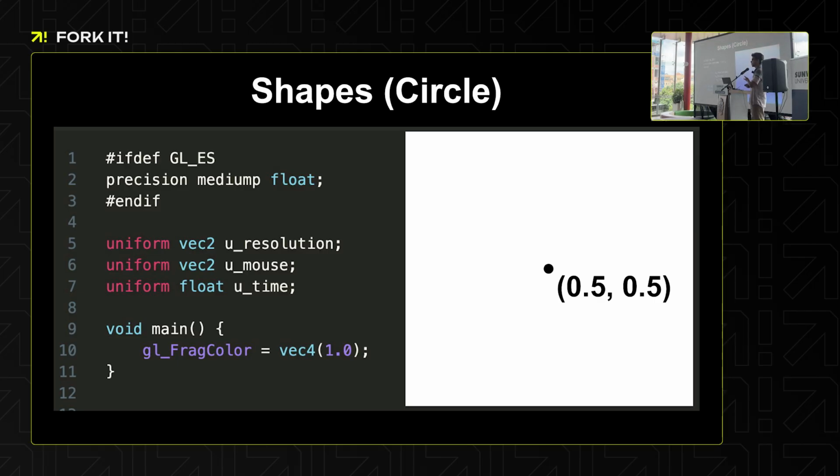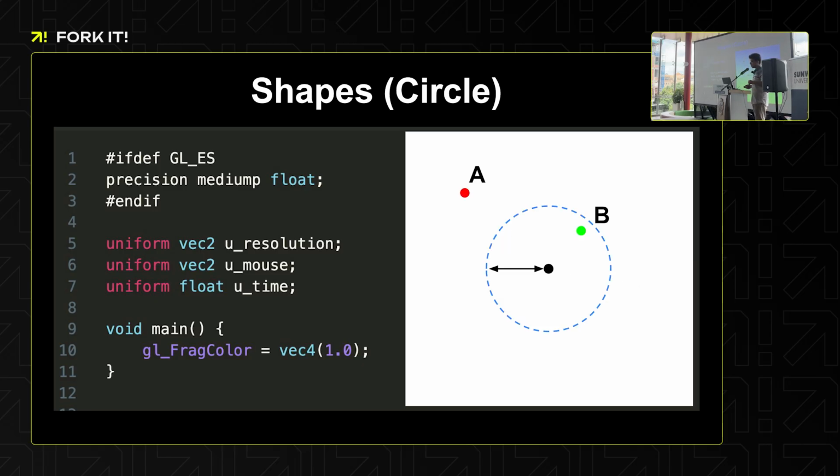So here, let's say that we have the center is 0.5 x and 0.5 y. And also we need the radius. So let's say it's 0.2, the radius of the circle. So now we need to know for each pixel if it is inside that circle or not. So for example here, the pixel in the point A, it's outside the circle. And the pixel in point B, it's inside the circle.